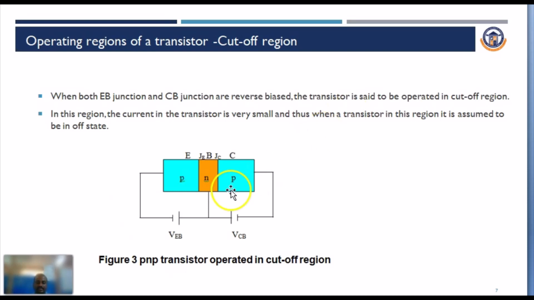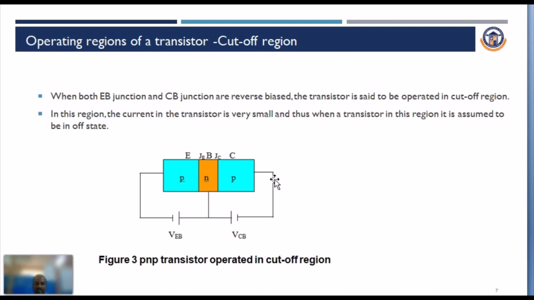In this region, the current in the transistor is very small in magnitude, and thus when a transistor is in this region, it can be said to be in an off state. Whenever the transistor operates in the cutoff region, you can say that the transistor is in an off-state condition.